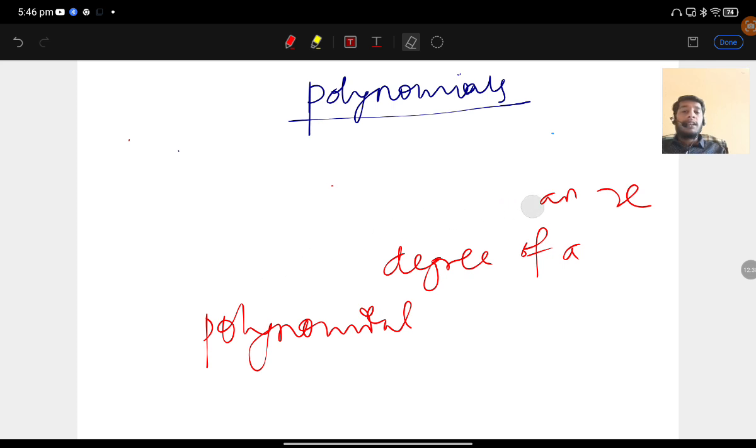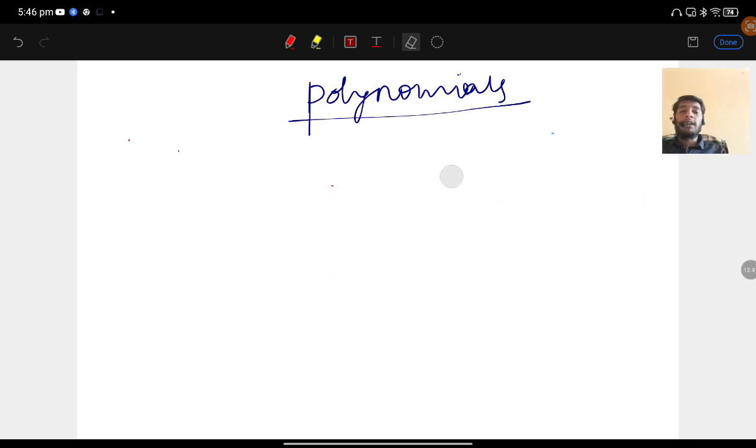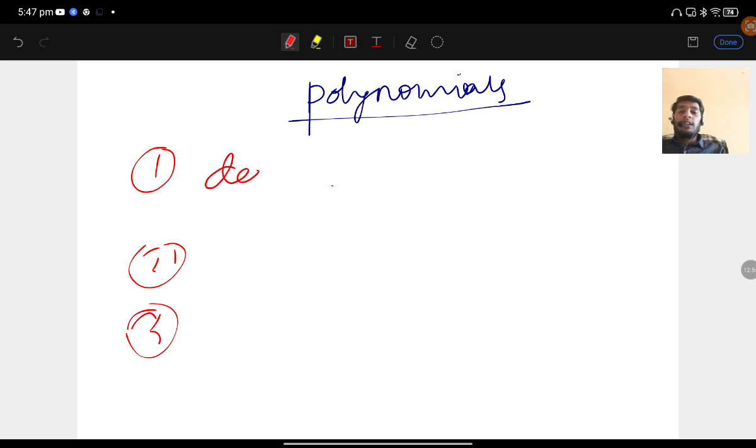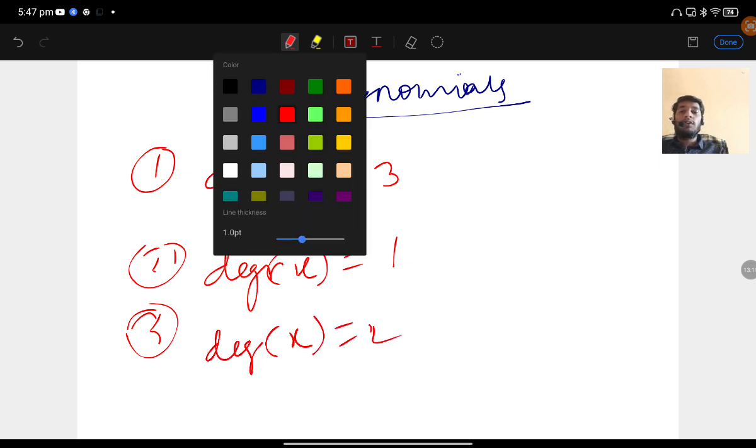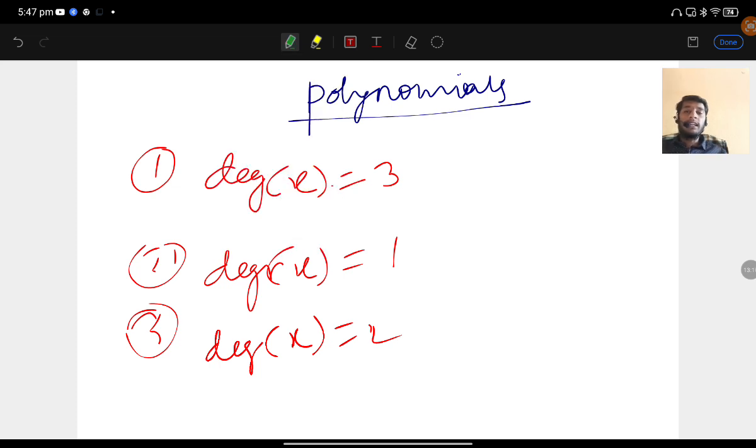So it is very easy to remember. How to remember? Because types are very easy now. So this is the first example. This is the second one. This is the third one. Degree of x is 3. Degree of x is 1. Degree of x is 2. Now you can relate with the types.